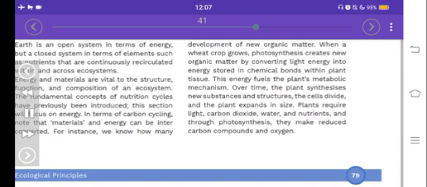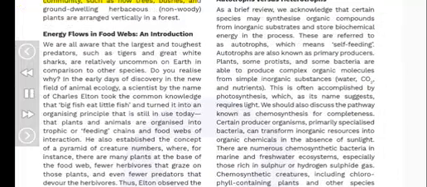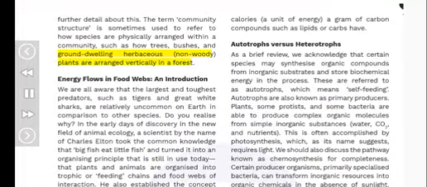The term, community structure, is sometimes used to refer to how species are physically arranged within a community, such as how trees, bushes, and ground-dwelling herbaceous, non-woody plants are arranged vertically in a forest.